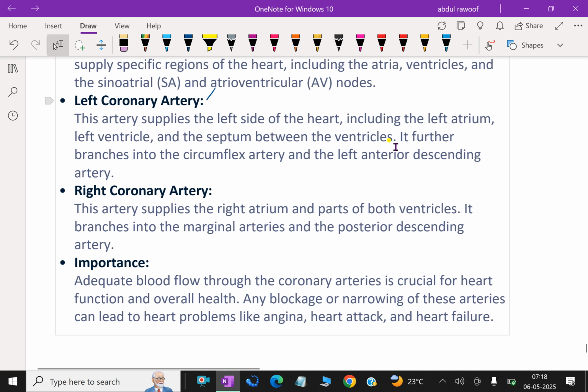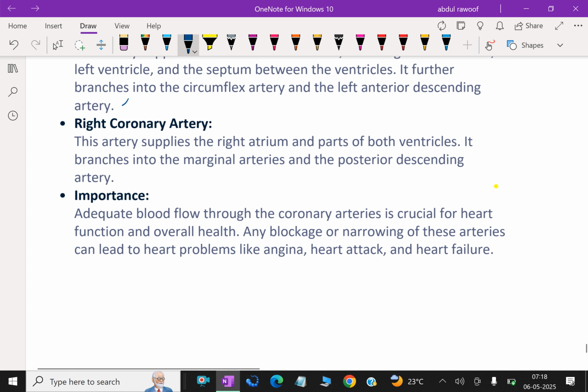Left coronary artery: this artery supplies the left side of the heart, including the left atrium, left ventricle, and the septum between the ventricles. It further branches into the circumflex artery and the left anterior descending artery. Right coronary artery: this artery supplies the right atrium and part of both ventricles. It branches into the marginal arteries and the posterior descending artery.